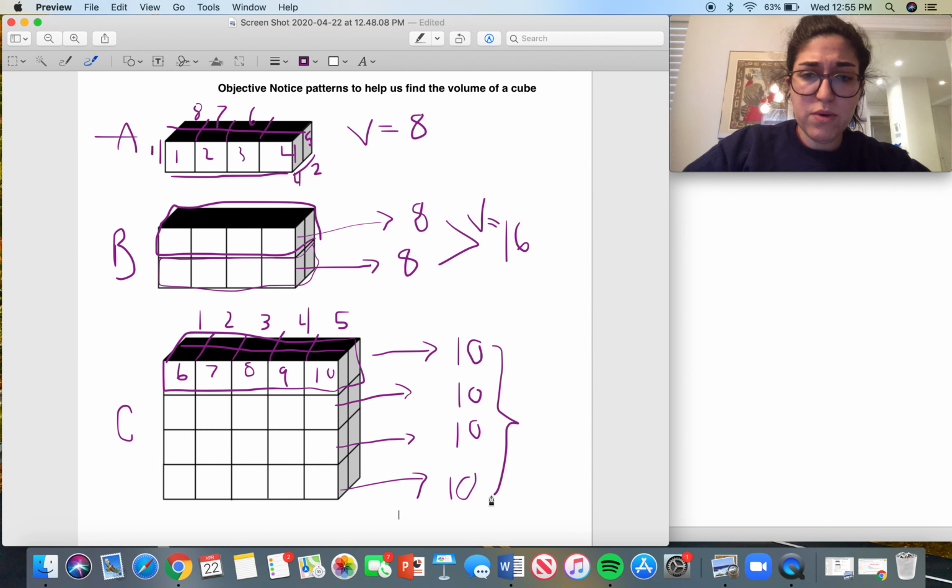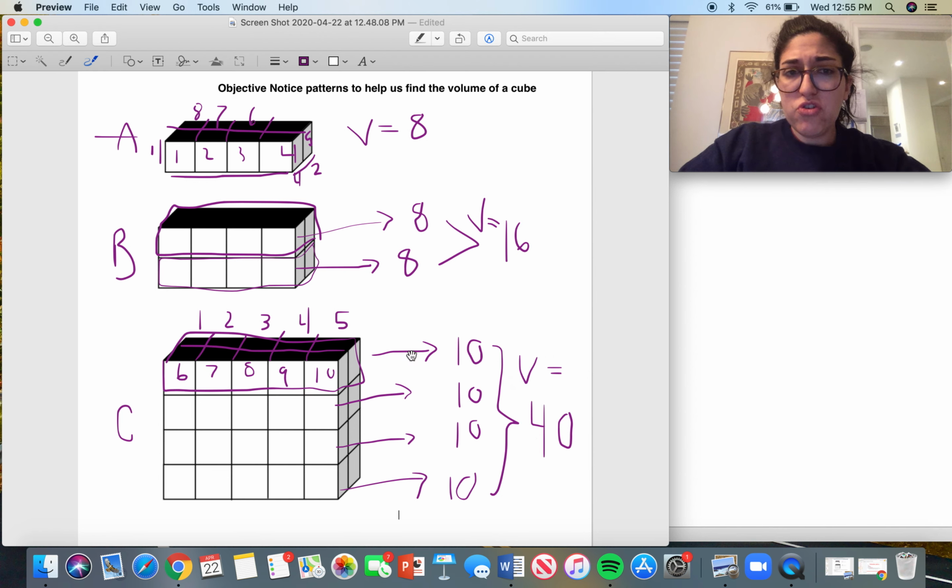So what do I have here? Well, remember, volume is the amount we can fit in. So if I have 10 here, 10 here, 10 here, 10 here, I have 40 in all, so the volume of C is going to be 40, right? So that's one way we can do it, is we can notice patterns. If this is 10, then this will be 10, this will be 10, this will be 10. And I can quickly calculate the volume that way rather than counting each individual cube, which also might get me a little confused, especially when I can't see all the cubes. So this is one way to do it.